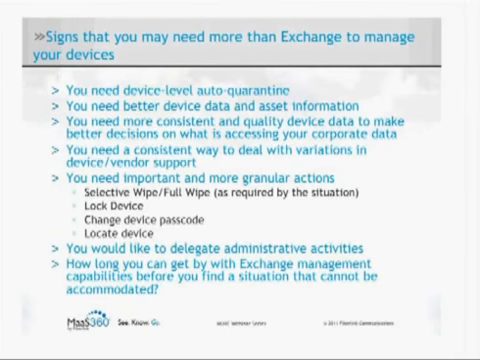It may be important to be able to block a device before it connects. This will require a device-level auto-quarantine capability. This functionality does not exist in Exchange 2007, although in 2010 it was made available in the Exchange administration. You may need better device data and asset information, or more consistent and reliable device data, to make better decisions on what is accessing your corporate data.